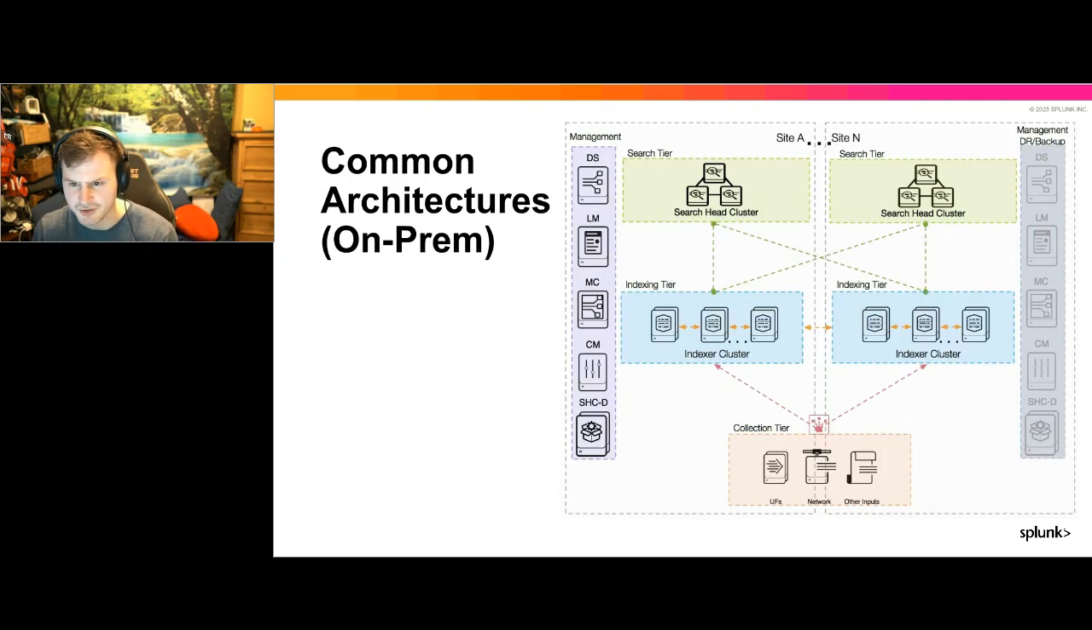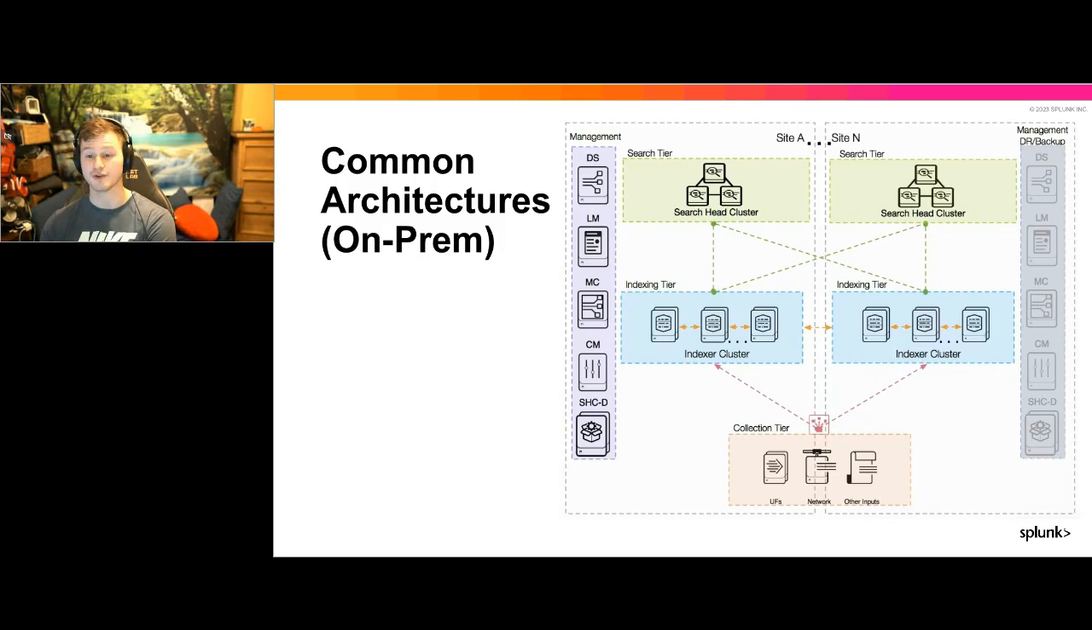Now, common architectures on-prem. I'm showing you here really our most scalable architecture. So this would be an architecture designed for close to a terabyte of data per day, maybe even more. This is essentially a search head clustered and indexer clustered environment. However, that has no implication on the deployment server itself.